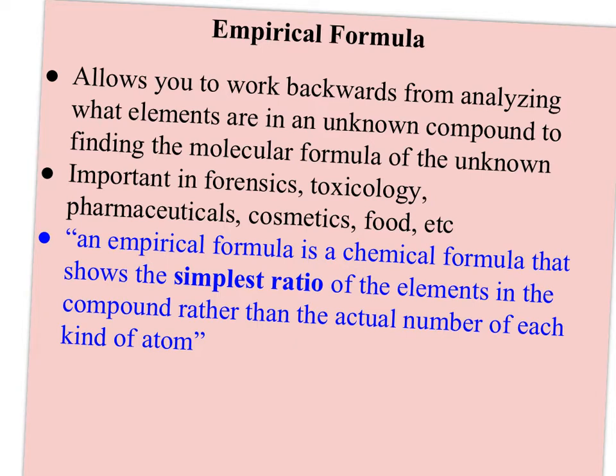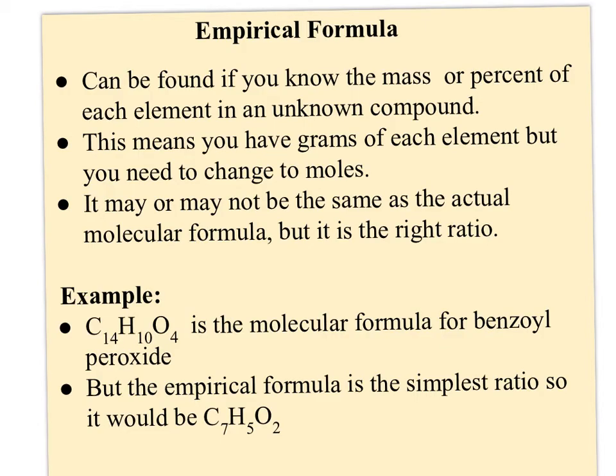So an empirical formula is a chemical formula that shows the simplest ratio of the elements in the compound rather than the actual number of each kind of atom. So an empirical formula is the first step toward figuring out what an unknown substance is. It can be found if you know the mass or percent of each element in an unknown compound.